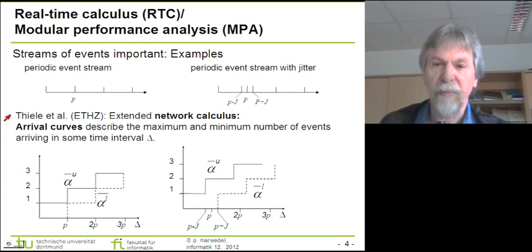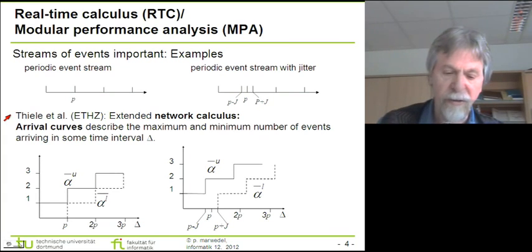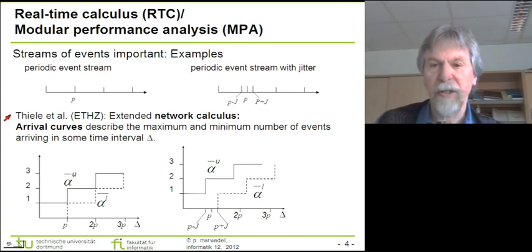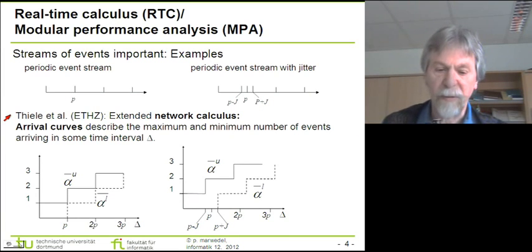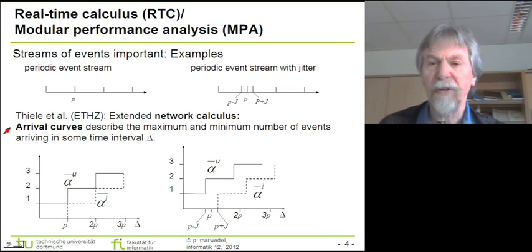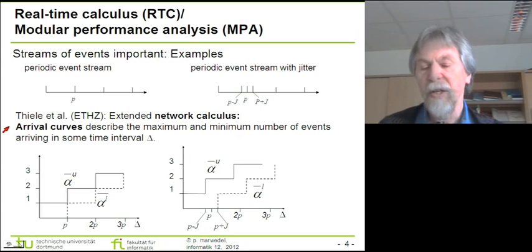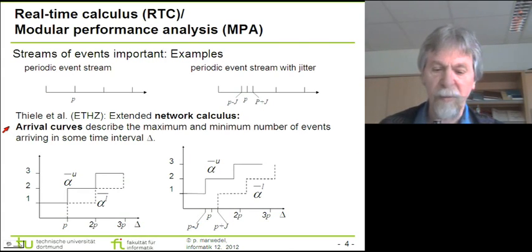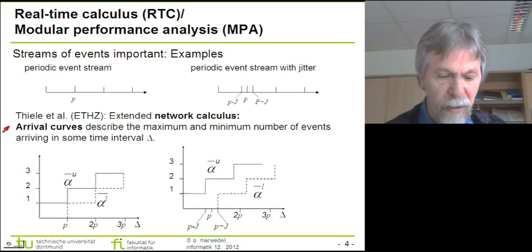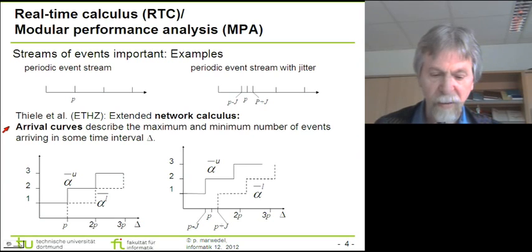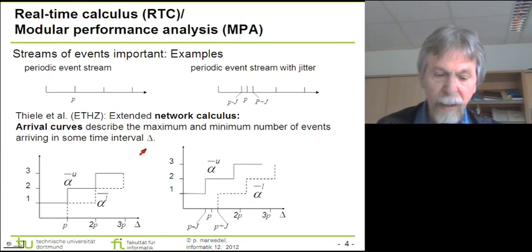Real-time calculus was proposed by Lothar Thiele and his co-workers from ETH Zurich. It is based on network calculus, actually an adaptation of network calculus to real-time systems. In real-time calculus, we first have to consider upper bounds and lower bounds on the number of events that can arrive within a certain time interval delta, because these bounds give us some information on the required processing performance. First of all, let's try to do this for the periodic event stream.